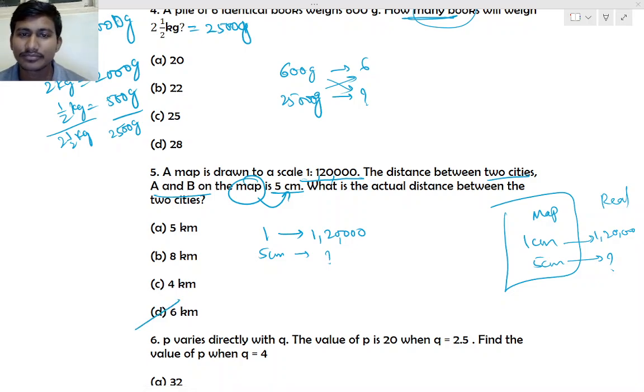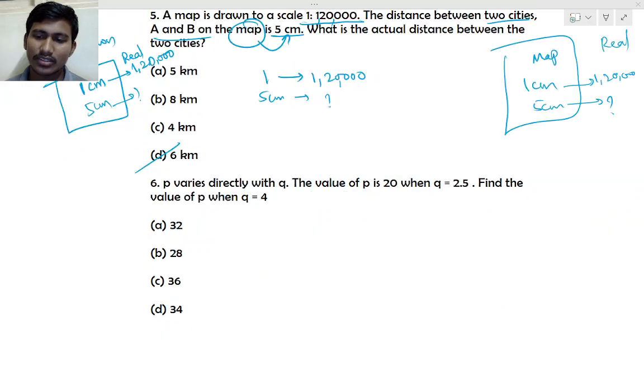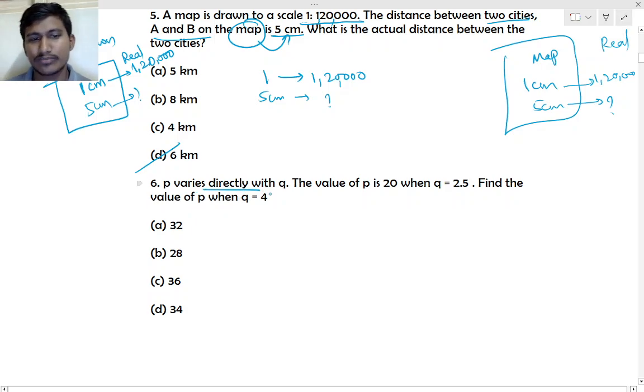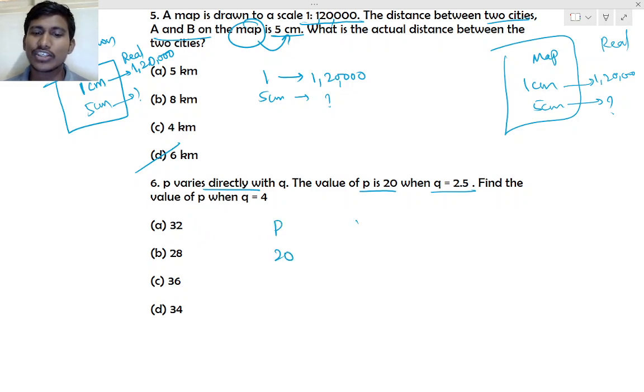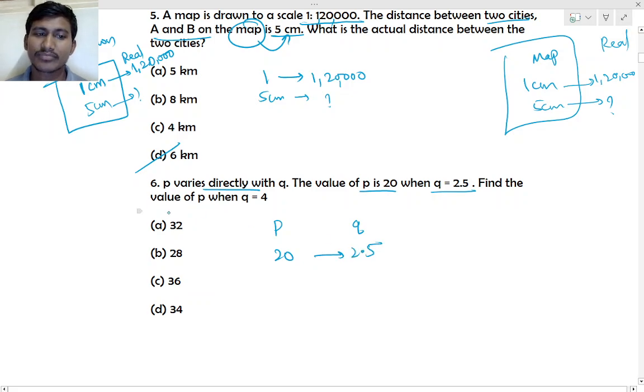Okay? So sixth question here. P varies directly, directly means direct proportion, with Q. The value of P is 20 when Q is 2.5. Find the value of P when Q is 4, they have given.